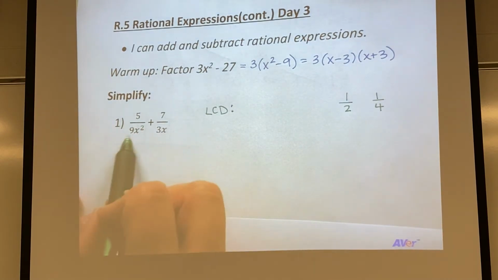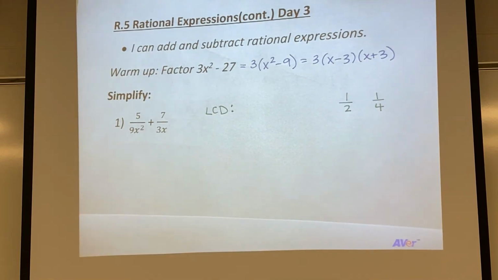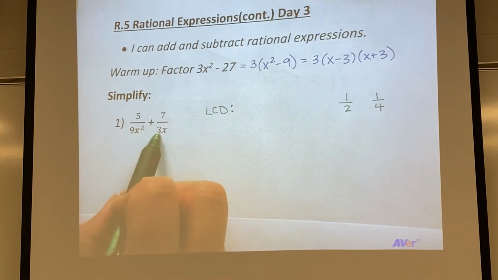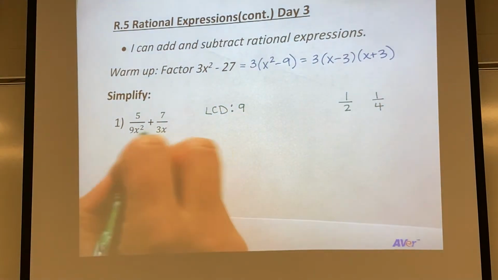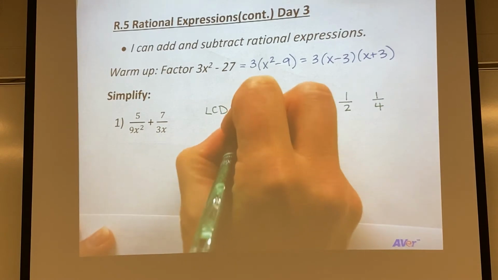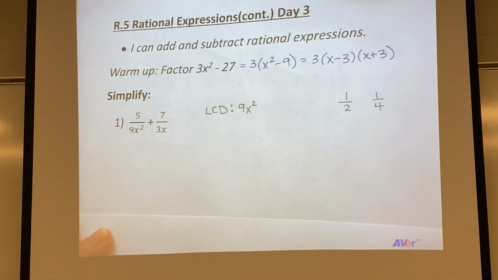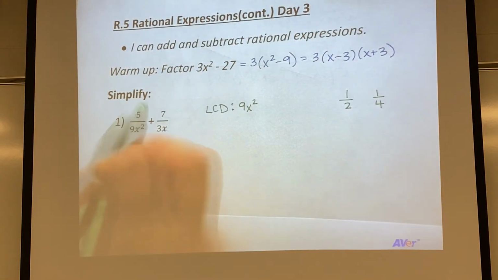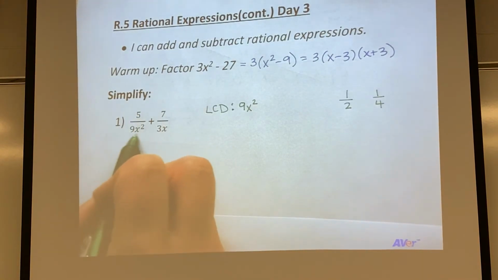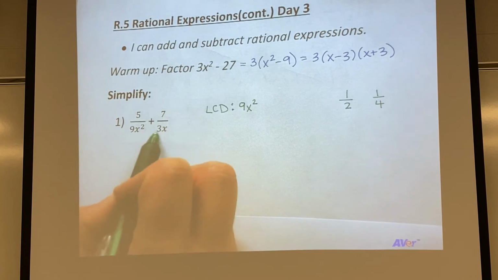So what would 9x squared and 3x both divide evenly into that would be the least common denominator? Well, 9 and 3 both divide into 9, and x and x squared both divide into x squared. So 9x squared would be our LCD, which our first fraction already has. Our second fraction doesn't, so we have to fix it so that it does.